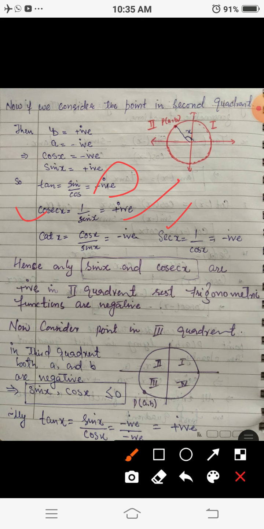In the first, all are positive. In the second, sin and cosec are positive. Now if we consider the third quadrant, in the third quadrant the angle is here. If we consider a point like this, the measure of the angle is this. So this means that here the measure of the angle is greater than 180 and less than 270.